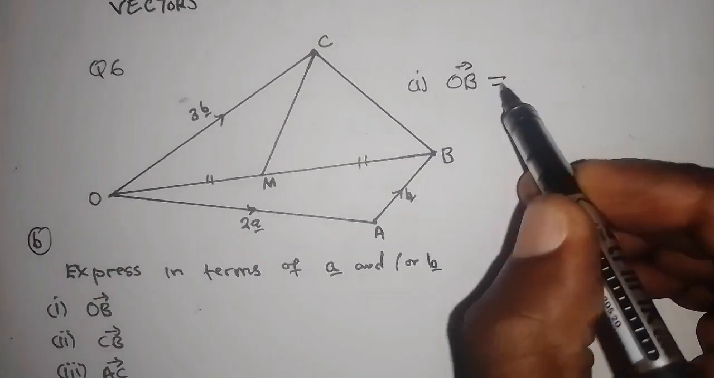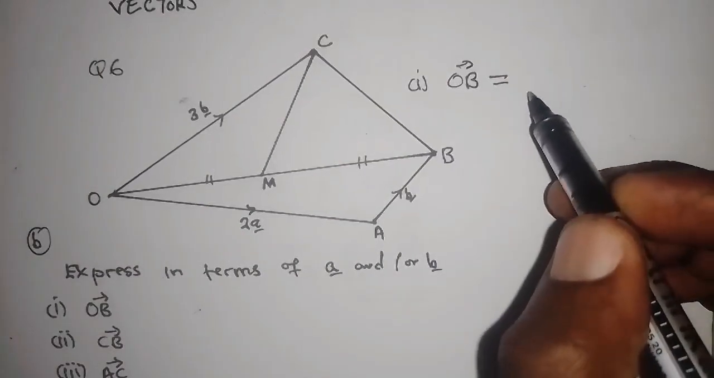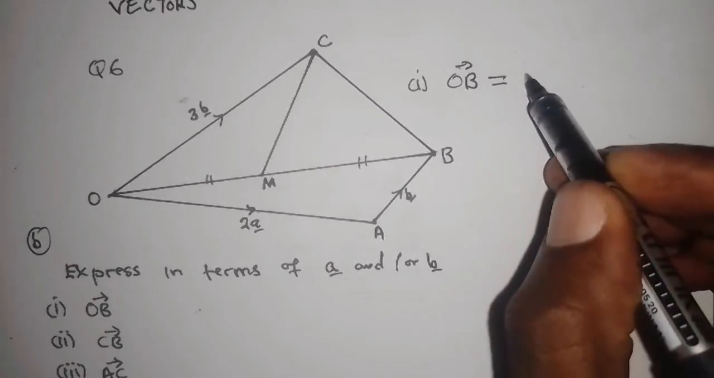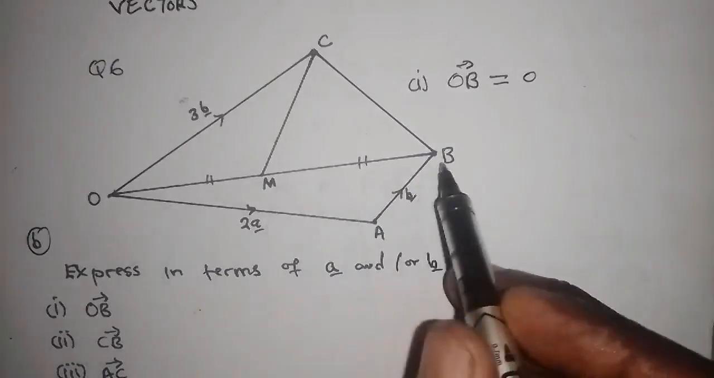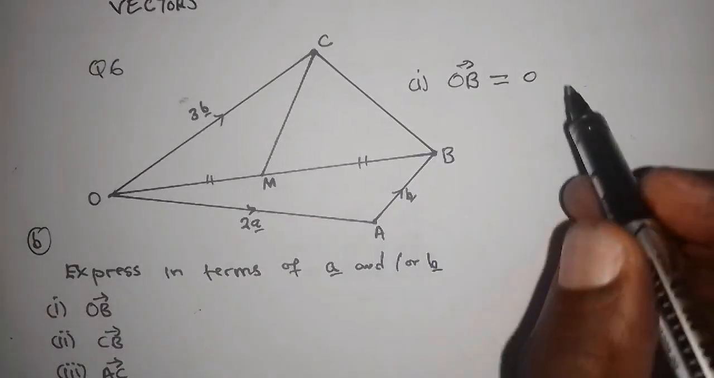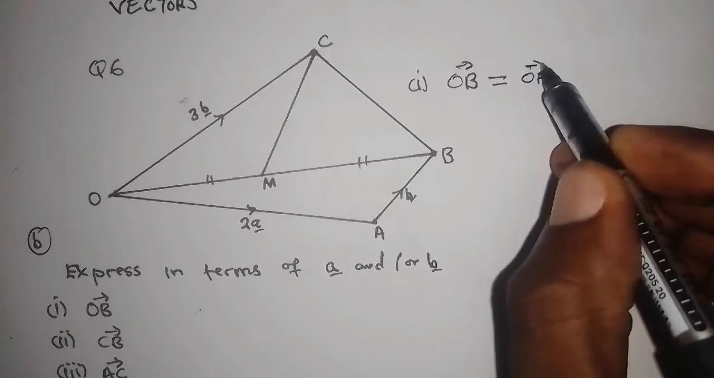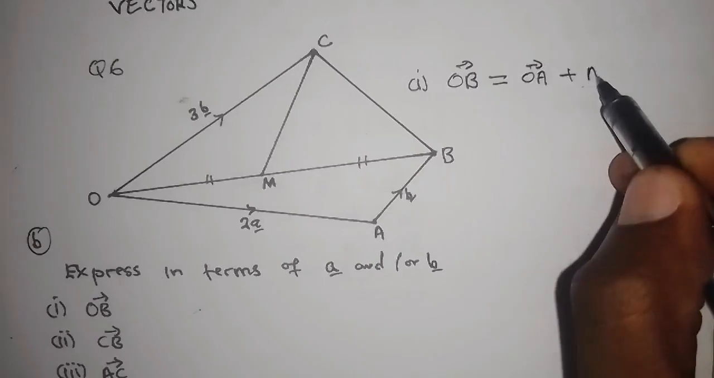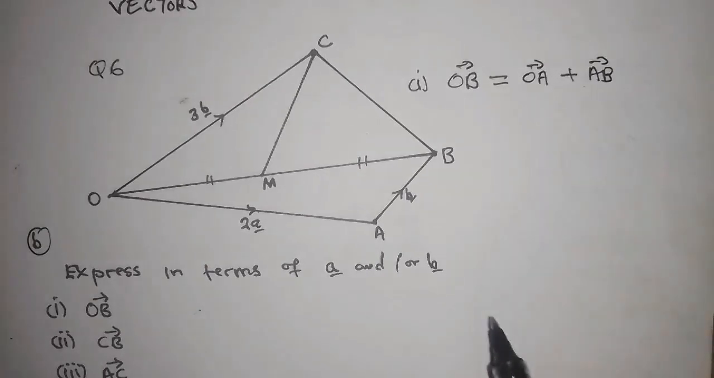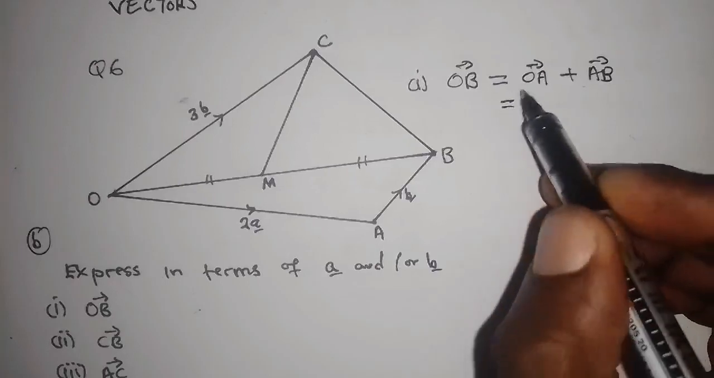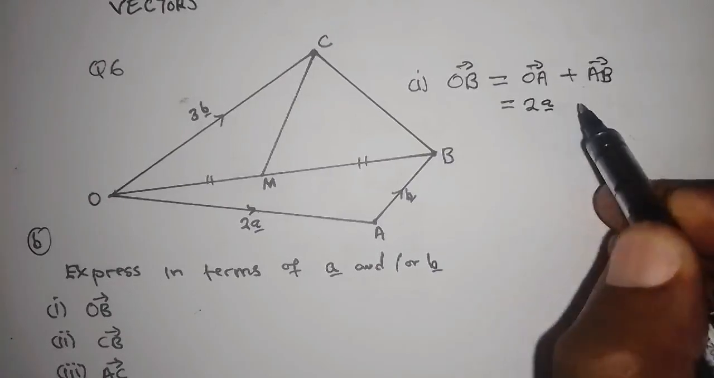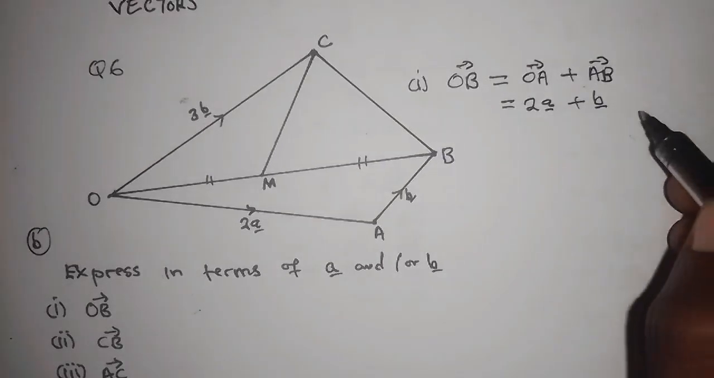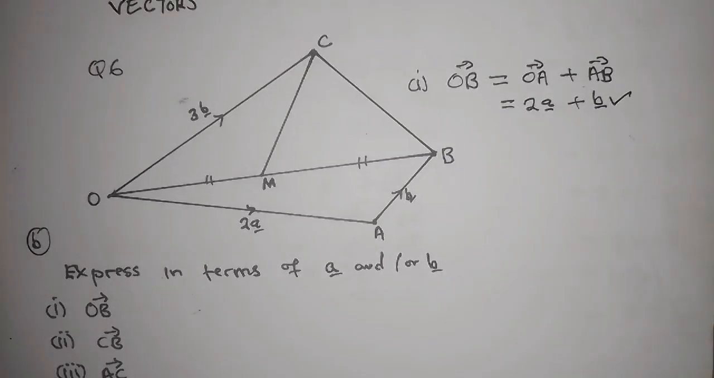Now, whenever you're making a direction, you have to be very careful. For OB, you write O, then come back to O, then A, so you're going to have A plus then AB. That's how you can get the simple direction. From there we know OA is just vector a plus AB just vector b. So this is the answer for the first one.